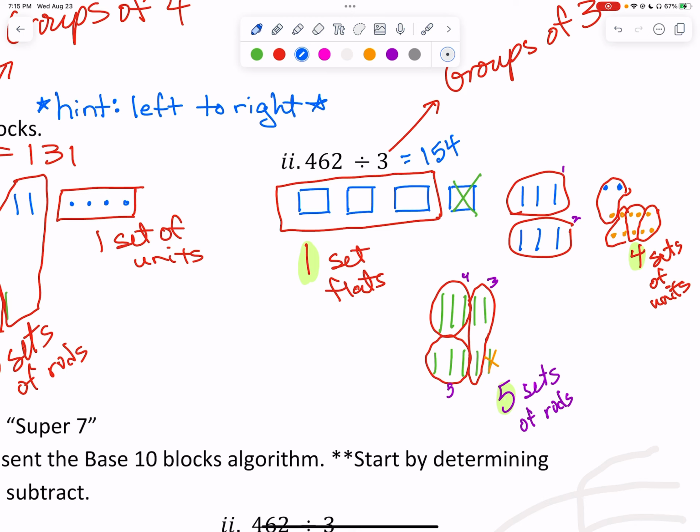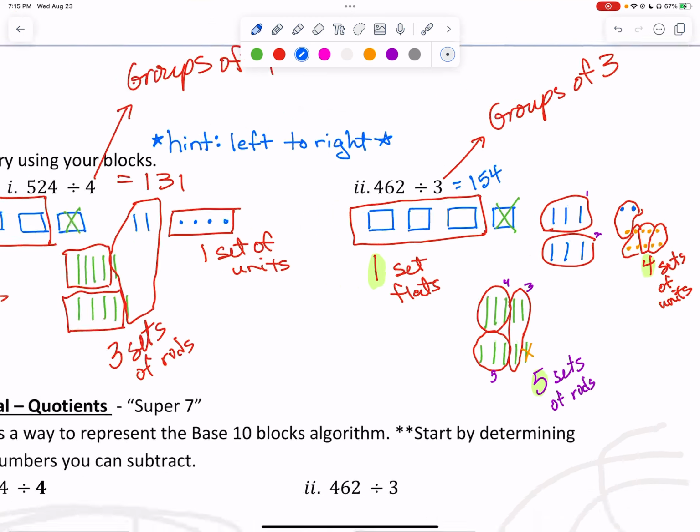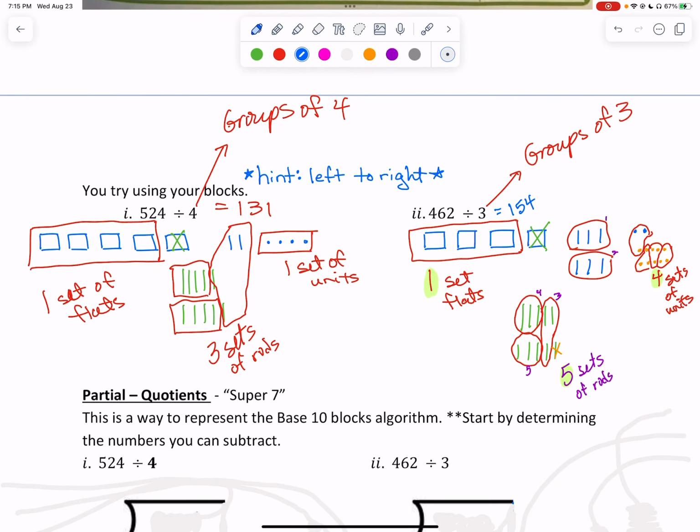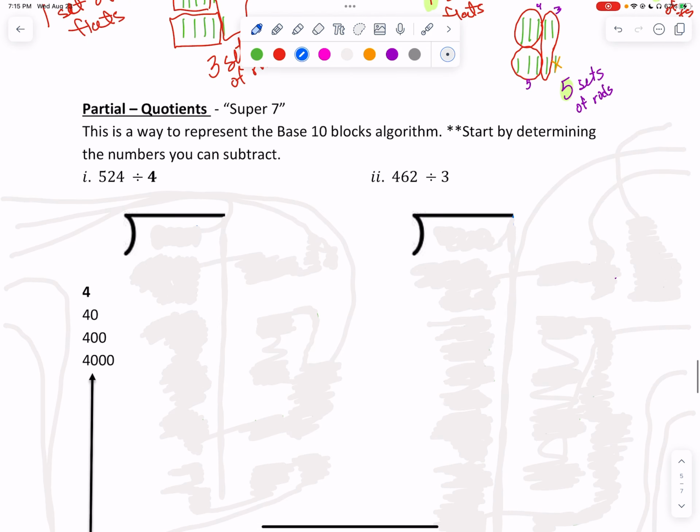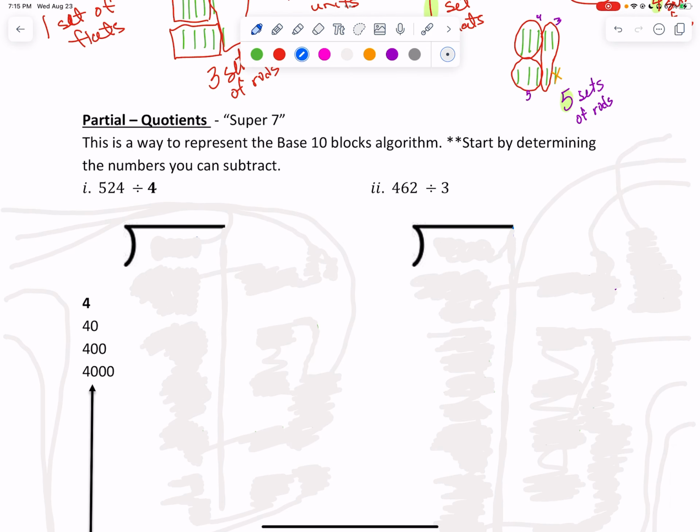154. Okay. That's sort of weird. So you'll probably need to do some practicing on that. Okay. All right. Super 7. This is one of those that my sister says is one of her students' favorite methods. Okay. So this is a way to represent the base 10 blocks algorithm.